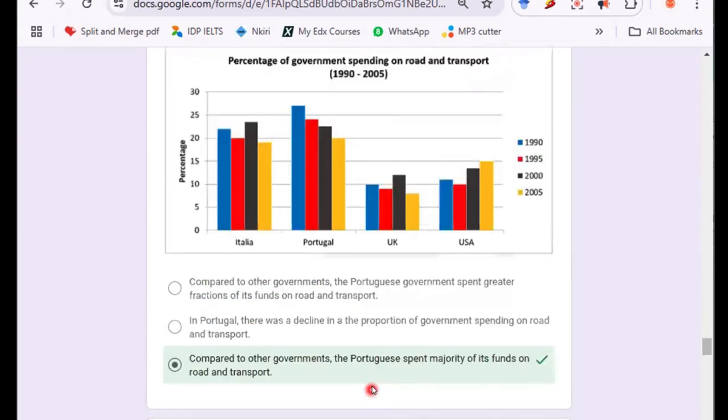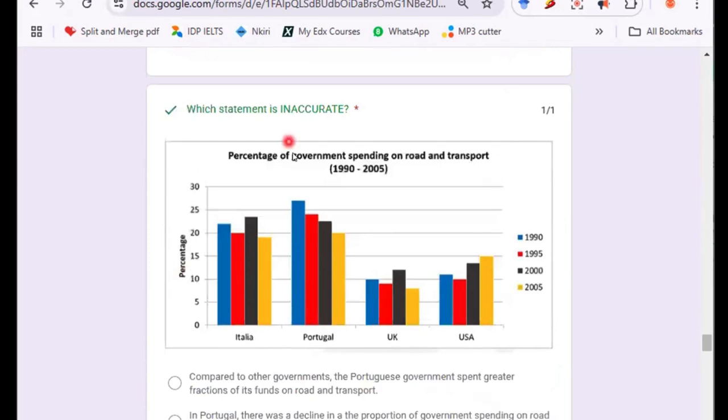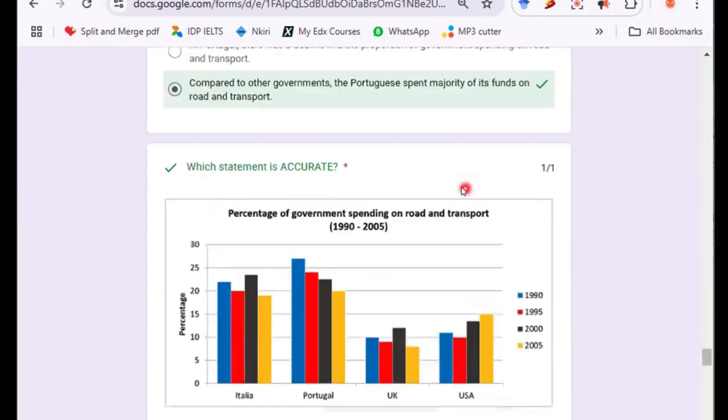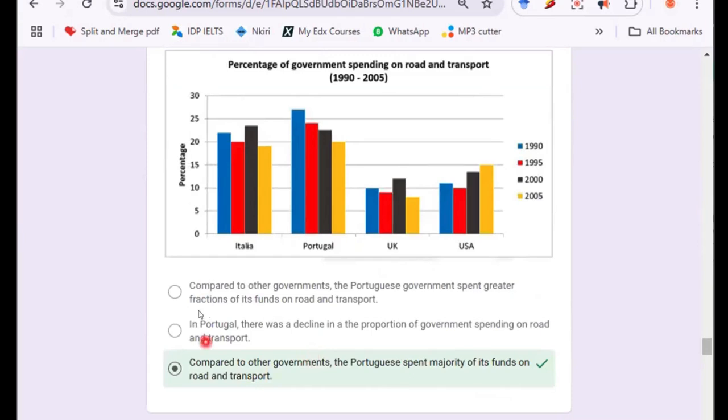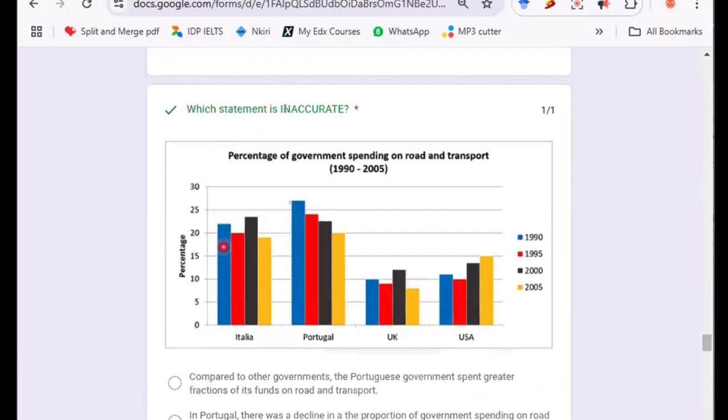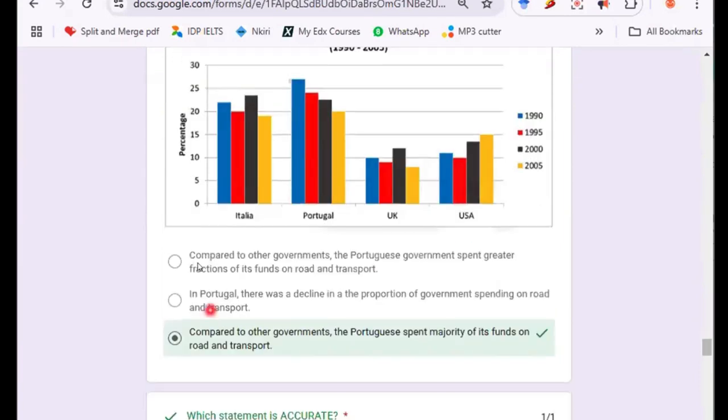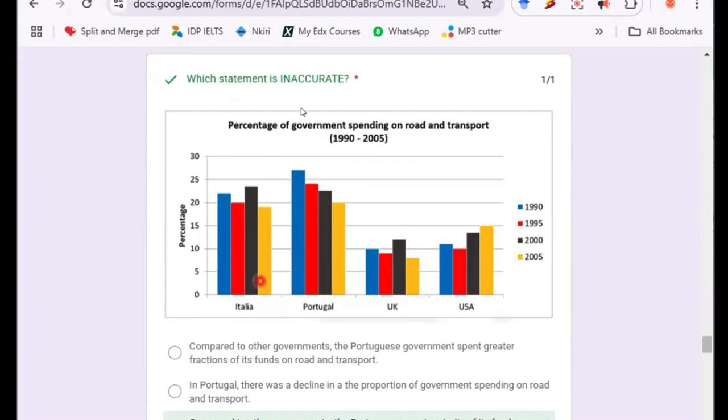Look at this other one here. Percentage of what? Percentage of government spending. Percentage of what? Of government spending. That is the correct thing here. And that's what you see in the correct ones. These two are correct. This third one is not correct, because the question says which one is inaccurate. So the one that is wrong is what you have to pick. But these other two are correct. Compared to other governments, the Portuguese government spent greater fractions of its funds. They spent a greater fraction of their funds, percentage of government spending.